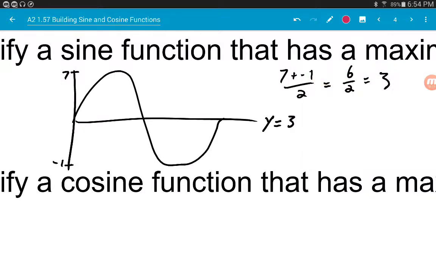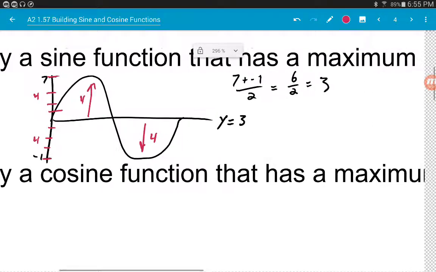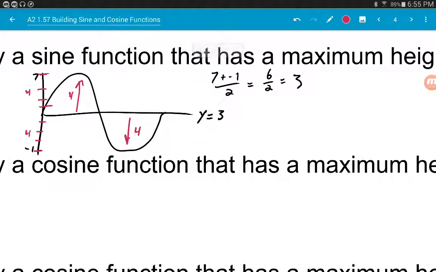I can count that, actually. I don't have to just assume that, because think about it: 3, 4, 5, 6, 7. 3, count down, 2, 1, 0, -1. So it's 4 up, and it's 4 down. That means that my amplitude must be 4. There are no other criteria that I need to fulfill, so I'm just going to write this one out. Y equals, remember the amplitude comes first, 4 sine of x, and the midline goes on the end.